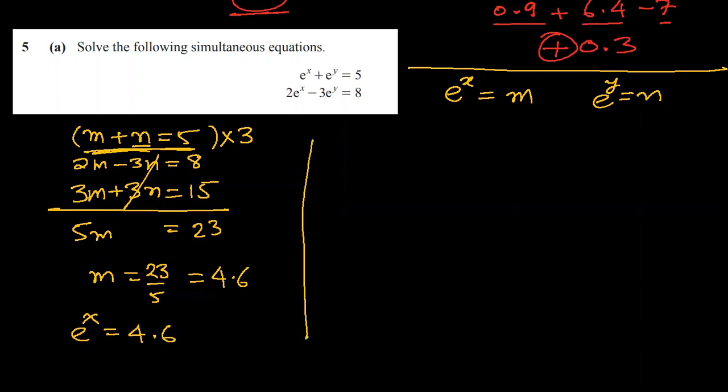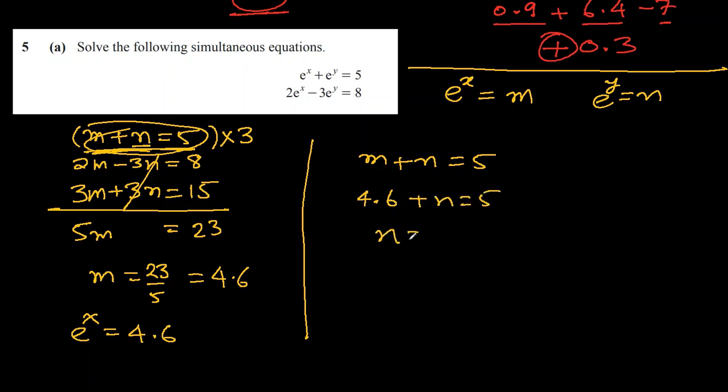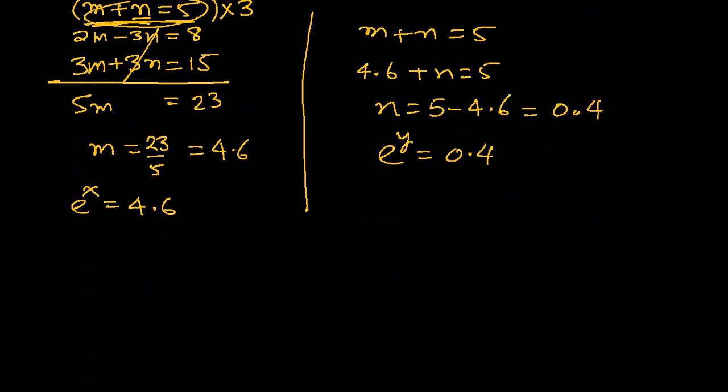Let's find n. And for finding n, I will use this equation. m plus n equal to 5. m we got 4.6, plus n equal to 5. So n becomes 5 minus 4.6, which is 0.4. e to the power y is 0.4.